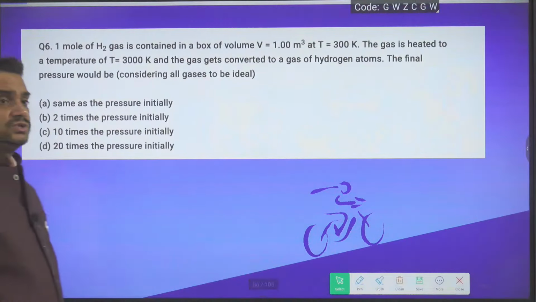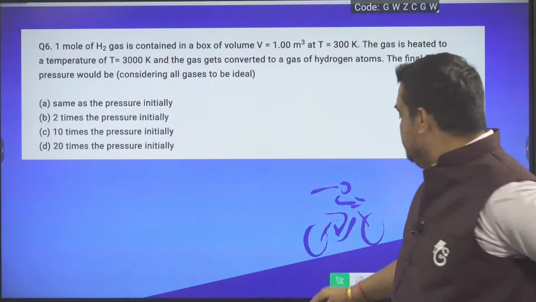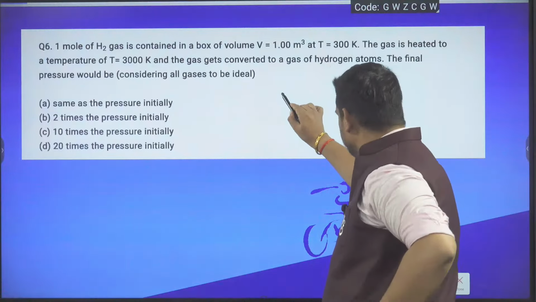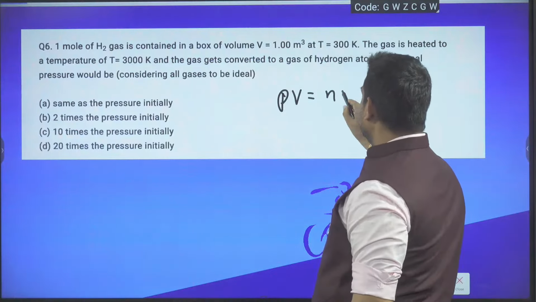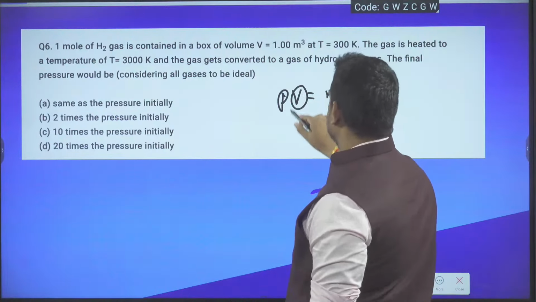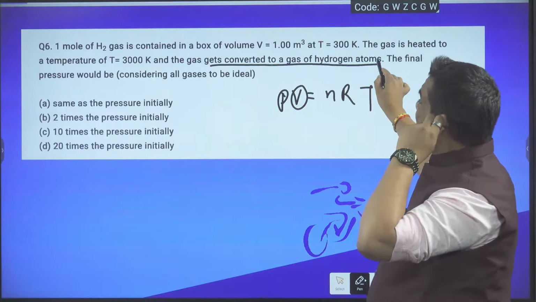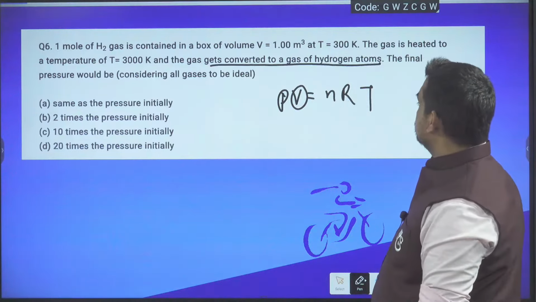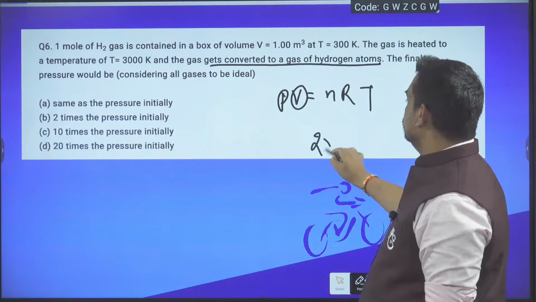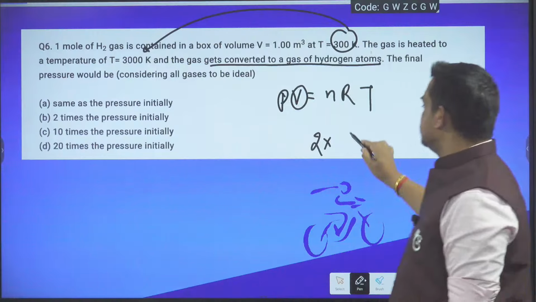This is a simple question. PV equals nRT. They are saying that the temperature changes here. Volume is fixed. They are saying the gas gets converted to hydrogen atoms. Earlier it was 1 mole, so later the moles will be 2 moles. And temperature goes from 300 to 3000, which means the temperature becomes how much?